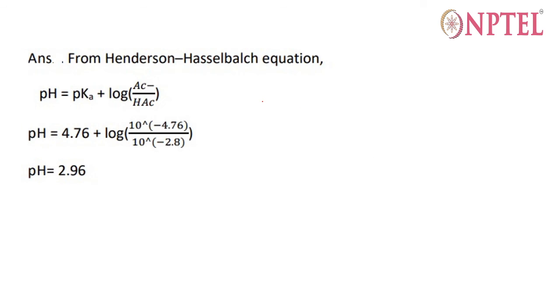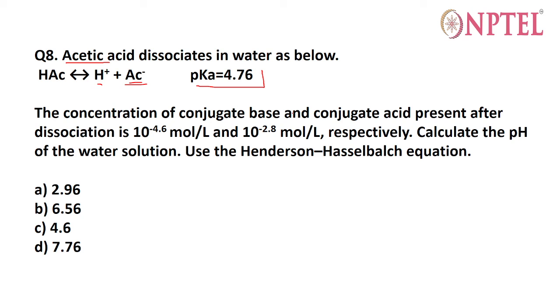So let's go to the solution. The answer will be A, 2.96. We'll check how to solve this. From the Henderson-Hasselbalch equation, we know this is the basic equation: pH equals pKa plus log of conjugate base over conjugate acid. We can write with respect to that.